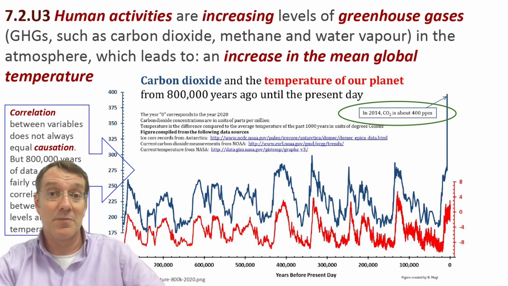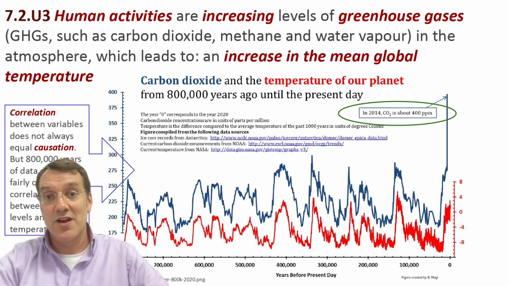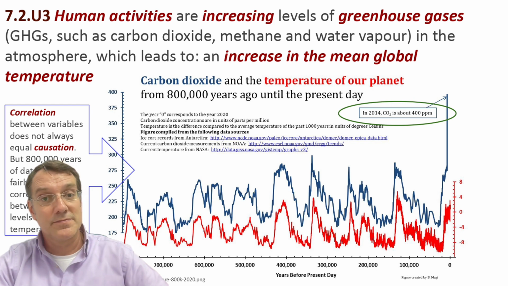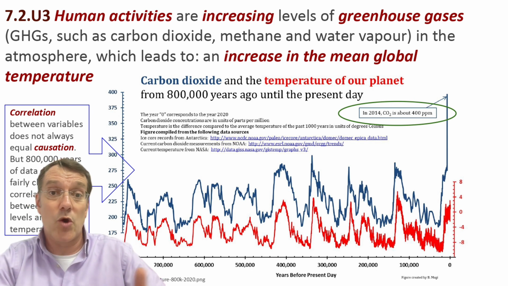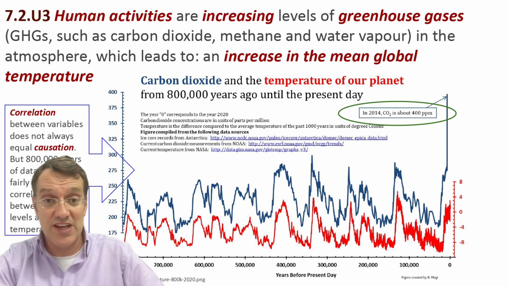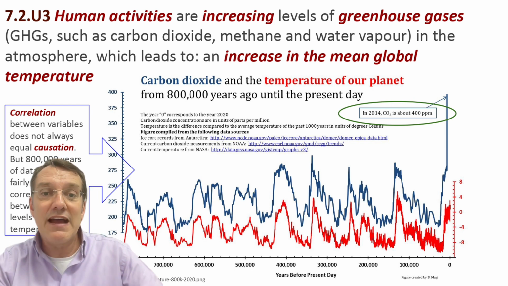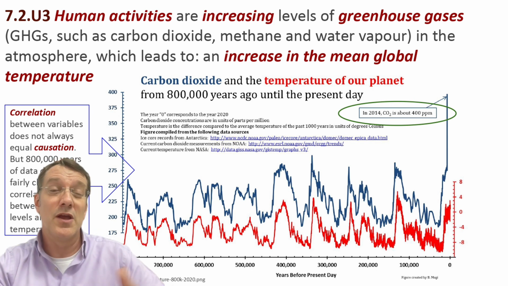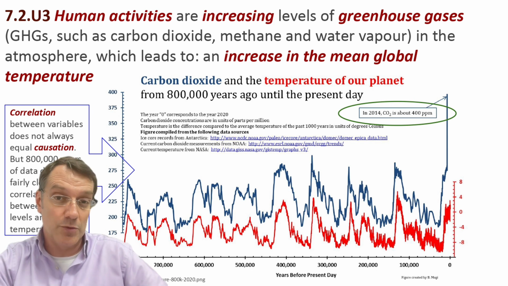This pattern tells us something crucial. When CO2 levels change, temperature tends to follow. While some might argue that correlation doesn't equal causation, 800,000 years of consistent correlation strongly suggests a causal relationship.